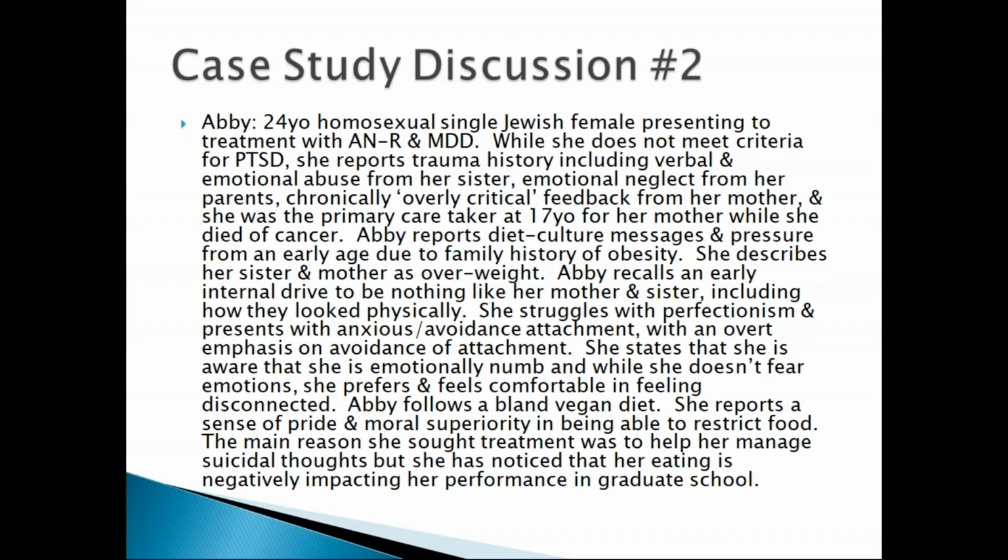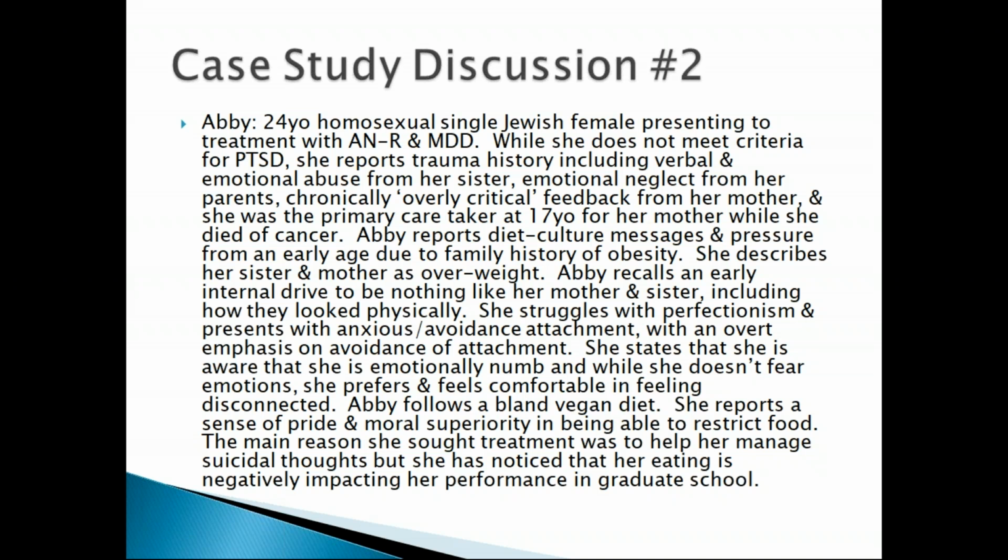So Abby was a 24-year-old homosexual single Jewish female presenting to treatment with anorexia, restricting subtype, and major depression. While she doesn't meet criteria for PTSD, she reports trauma history including verbal and emotional abuse from her sister, emotional neglect from her parents, chronically overcritical feedback from her mother, and she was the primary caretaker at 17 years old for her mother while her mom died of cancer.